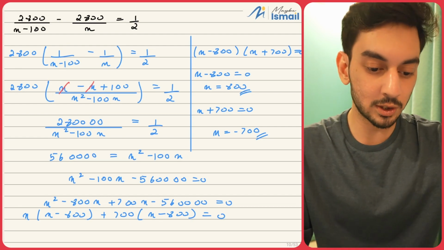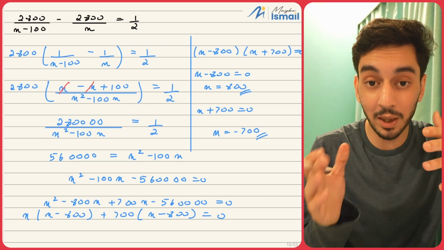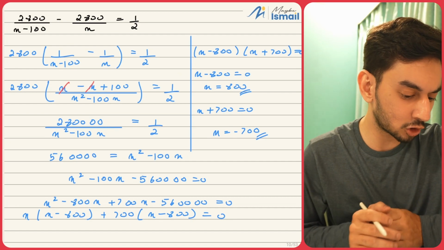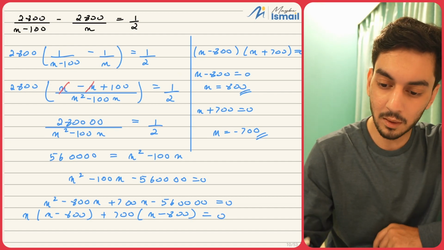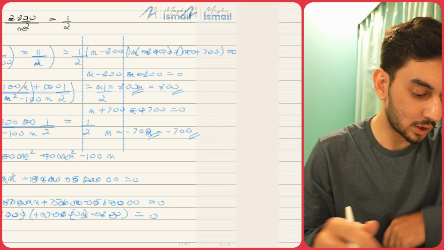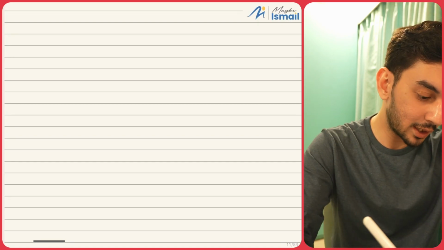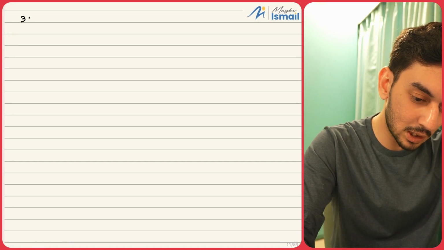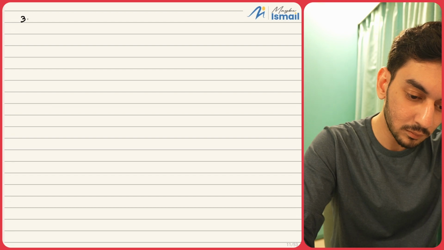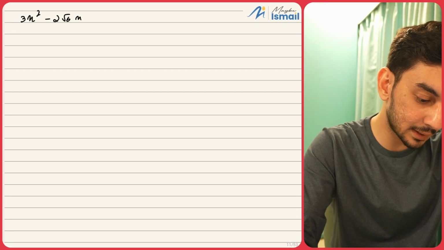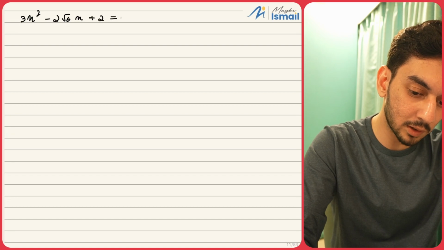That is how I solve this question. Although it's a big question, the numbers are big, we can still solve it very easily. Okay, with that much, let's move ahead to the next question. The next question which I have over here is 3x square minus 2 root 6x plus 2 is equal to 0.